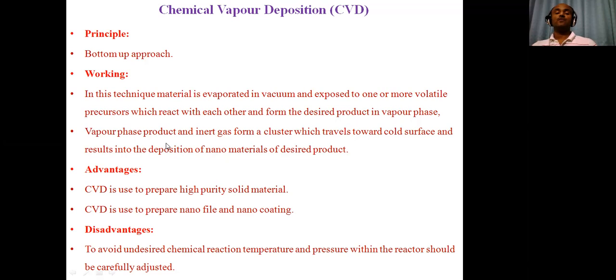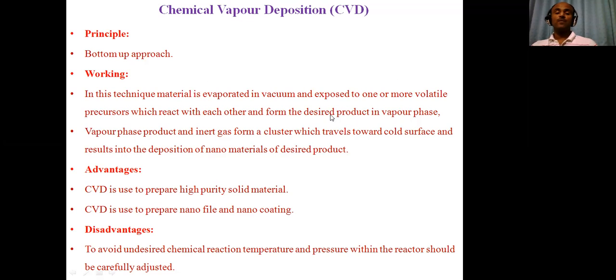And this vapor phase of the product, along with inert gas, forms a cluster which travels towards the cold surface and results in the deposition of nanomaterial of the desired product. So it is quite similar to the physical vapor deposition method. The only difference is that in chemical vapor deposition methods, a reaction between different precursors takes place which results in the formation of the desired product, and then that desired product is converted into nanomaterial.